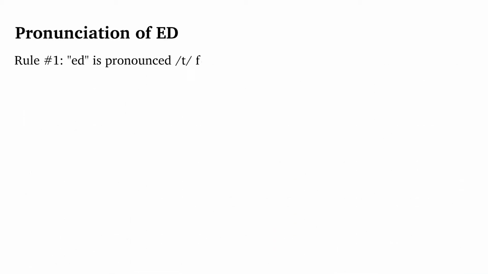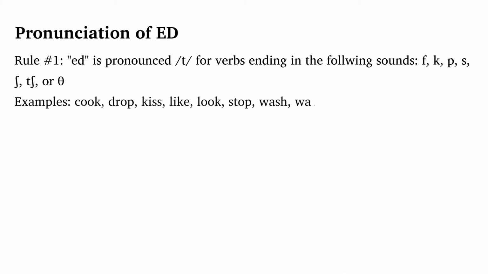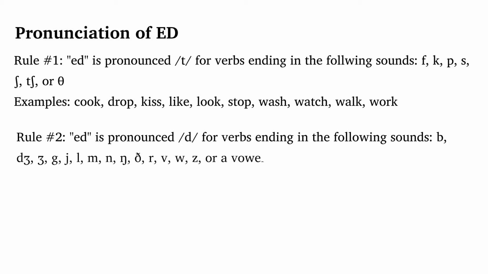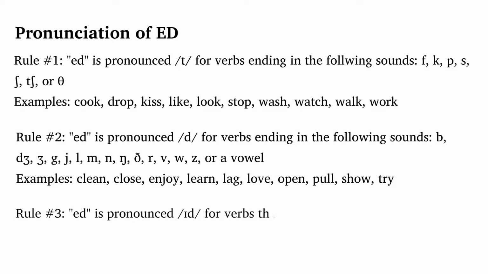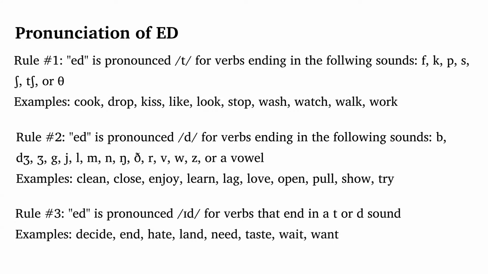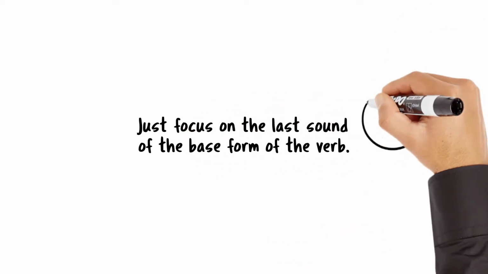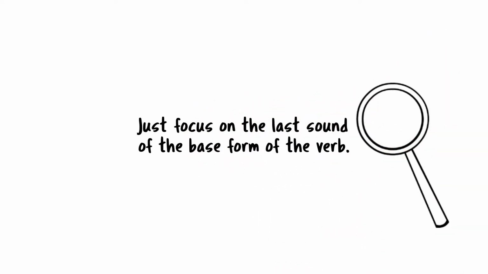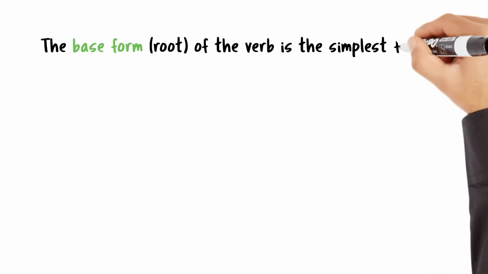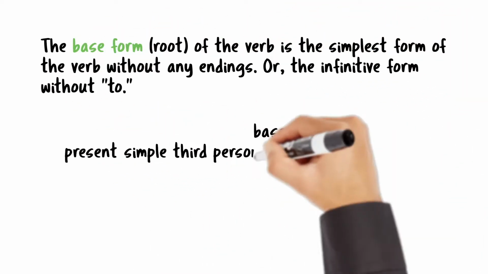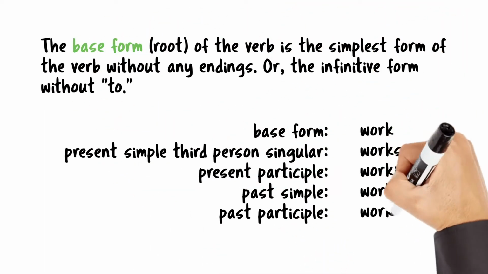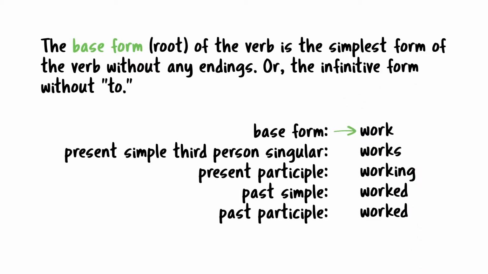Many grammar books give you a complex set of rules, charts, or tables to memorize the correct pronunciation of ed. But the secret is knowing what to look for. All you have to do is focus on the last sound of the base form of the verb. The base form, or root of a verb, is the verb in its simplest form, without any changes, such as adding s, ing, or ed.